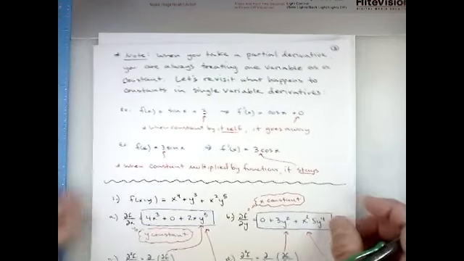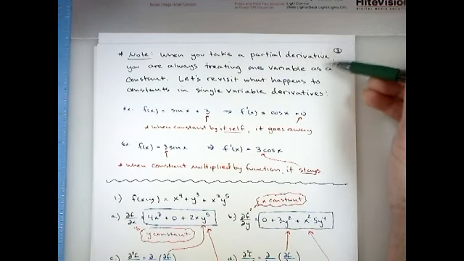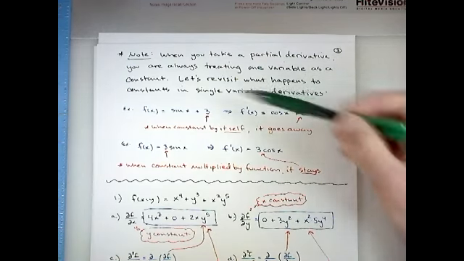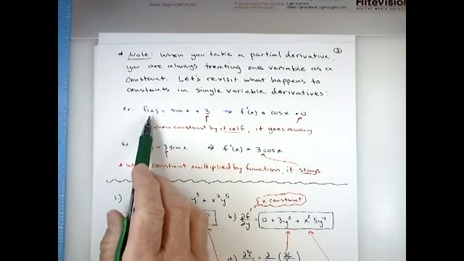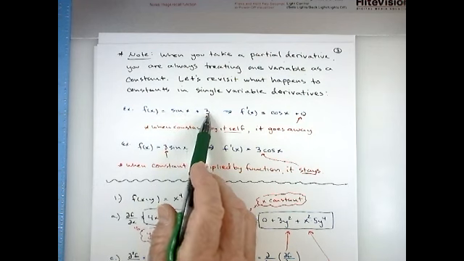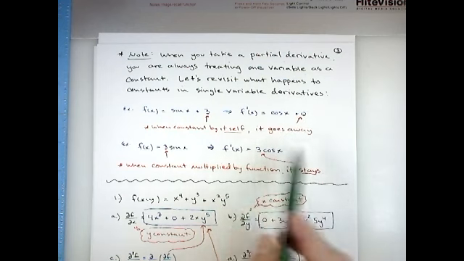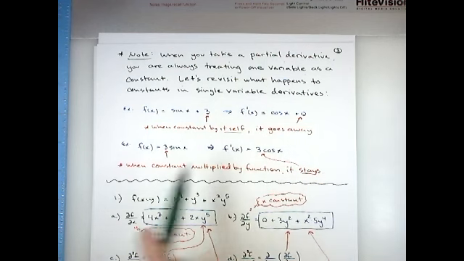To make partial derivatives a little bit easier, now that you see how they work, when you take a partial derivative, remember that you're always treating one variable as a constant. Let's revisit what happens to constants from single variable calculus. If you've got a function like sine of x plus 3 and you take the derivative, of course it's just cosine of x and the derivative of 3 would be 0. If your constant's by itself, it's just going to go away when you take the derivative.